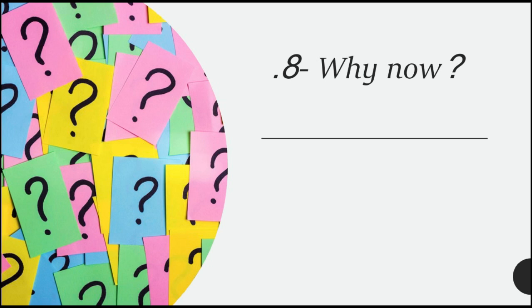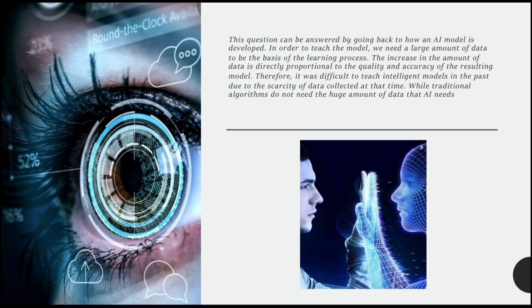Point number 8. Why now? As we mentioned before, the foundations of artificial intelligence (AI) have been around for more than 60 years. So why did it take us until this day to see its practical applications in our daily lives? While traditional algorithms were and still are widely used, the question can be answered by returning to how an AI model is developed.